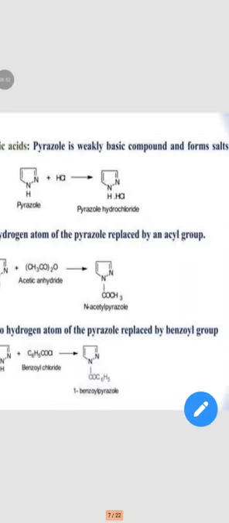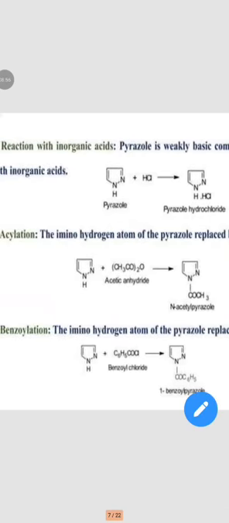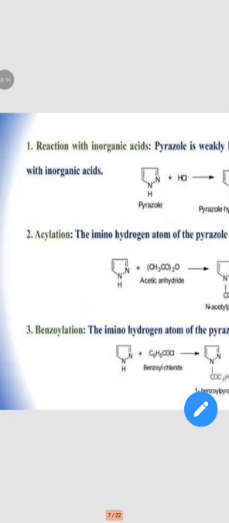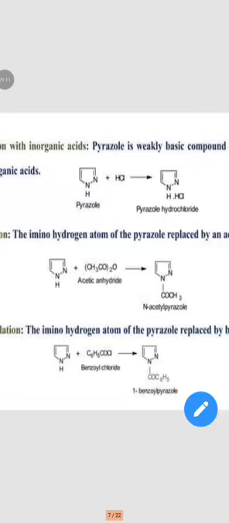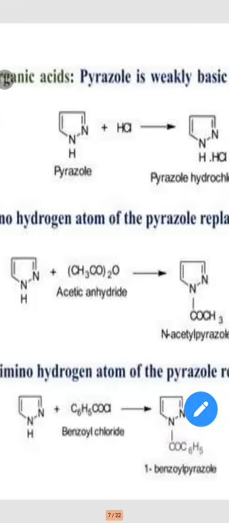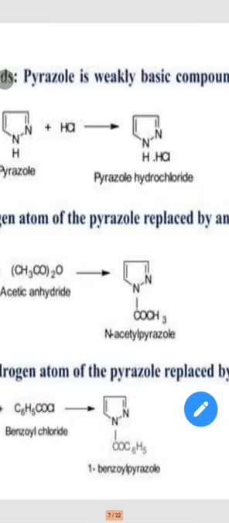Pyrazole is a weakly basic compound and forms salts with inorganic acids. So the first chemical reaction is reaction with inorganic acid. Pyrazole is a weakly basic compound, and it reacts with an inorganic acid to form a salt. Pyrazole is reacted with HCl, hydrochloric acid, to form pyrazole hydrochloride. The salt is pyrazole hydrochloride.